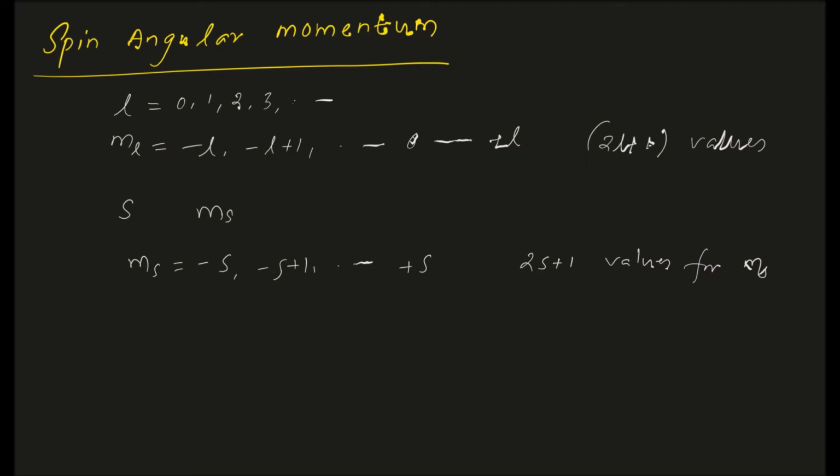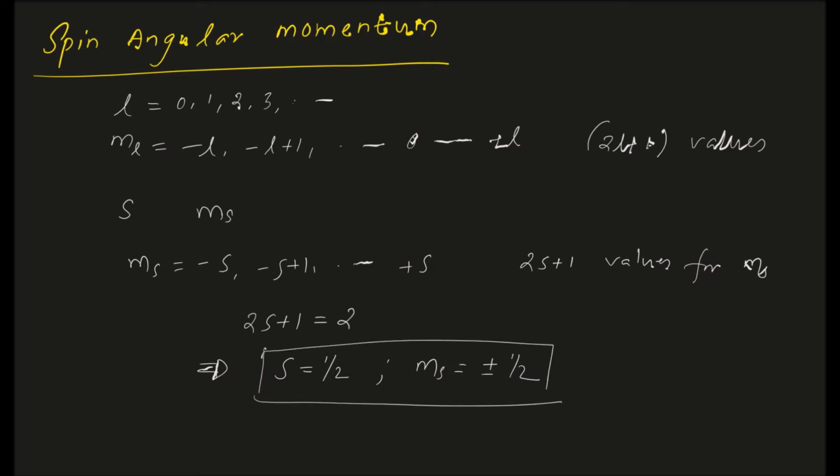Now, since the spin has only two components for electrons, you can write this 2s plus 1 equal to 2. That means the quantum numbers for an electron are s equal to half and m_s equal to plus or minus half. And these are the two quantum numbers for the case of an electron. It can have a spin quantum number half and only two possible orientations, with plus half or minus half.